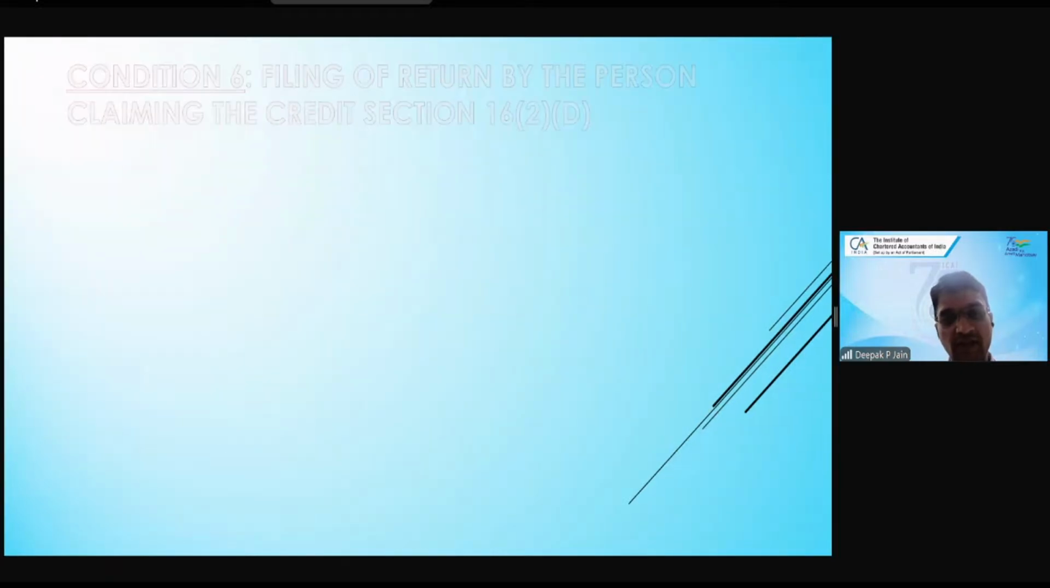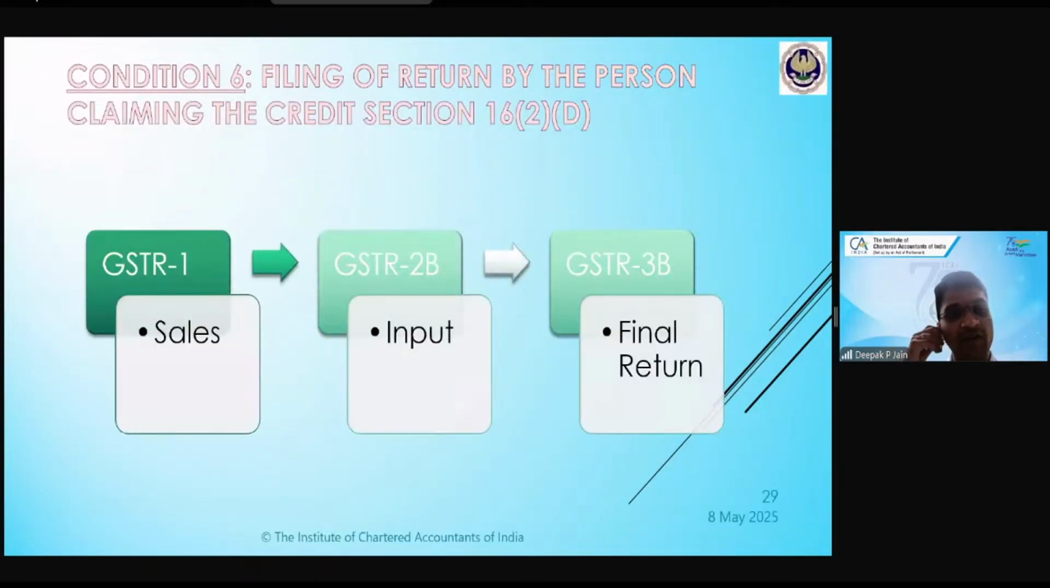Then the sixth condition says filing of the return by the person. Till now, there was a question by some student asking who should file the 3B. Till the fifth condition, it was the supplier who should file the return. Then you can claim the credit. Now, the sixth condition says that you have to file the return, that is the receiver. The receiver has to file the return for him to claim the credit.